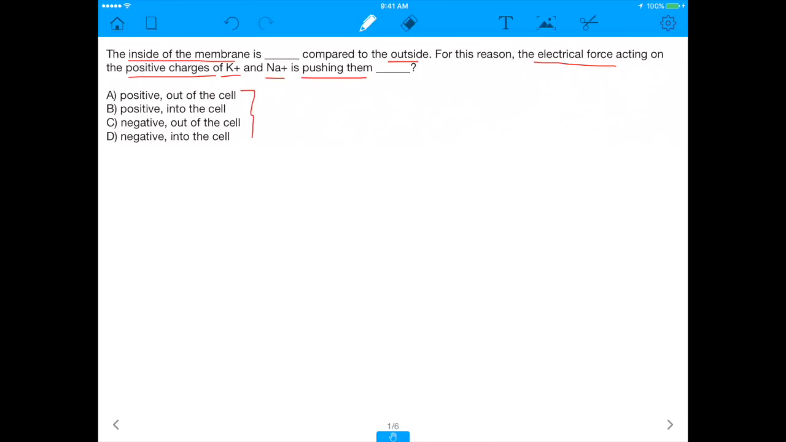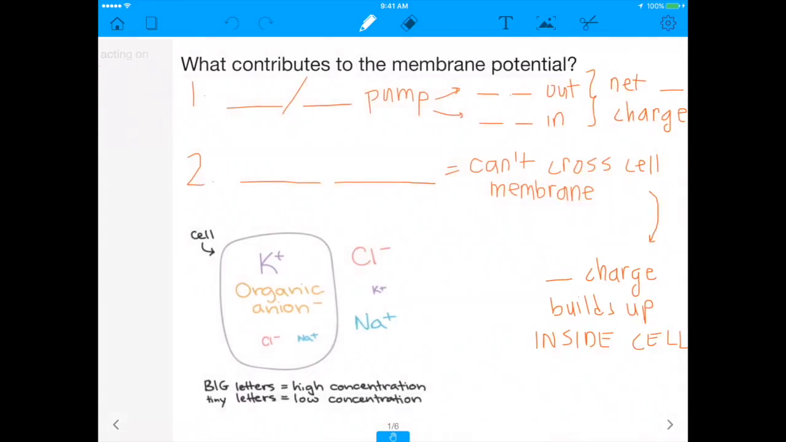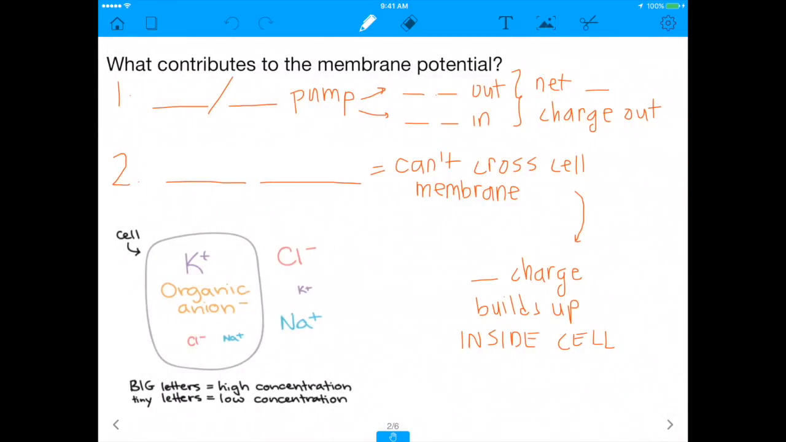So the answer choices again will reflect this because it's going to say the inside of the membrane is negative or positive to the outside, and then the second choice is asking which way are the ions being pushed? Are they being pushed into the cell or out of the cell based on simply the electrical charges of those ions? So before we get started, membrane potential, that's not a new concept on these questions.